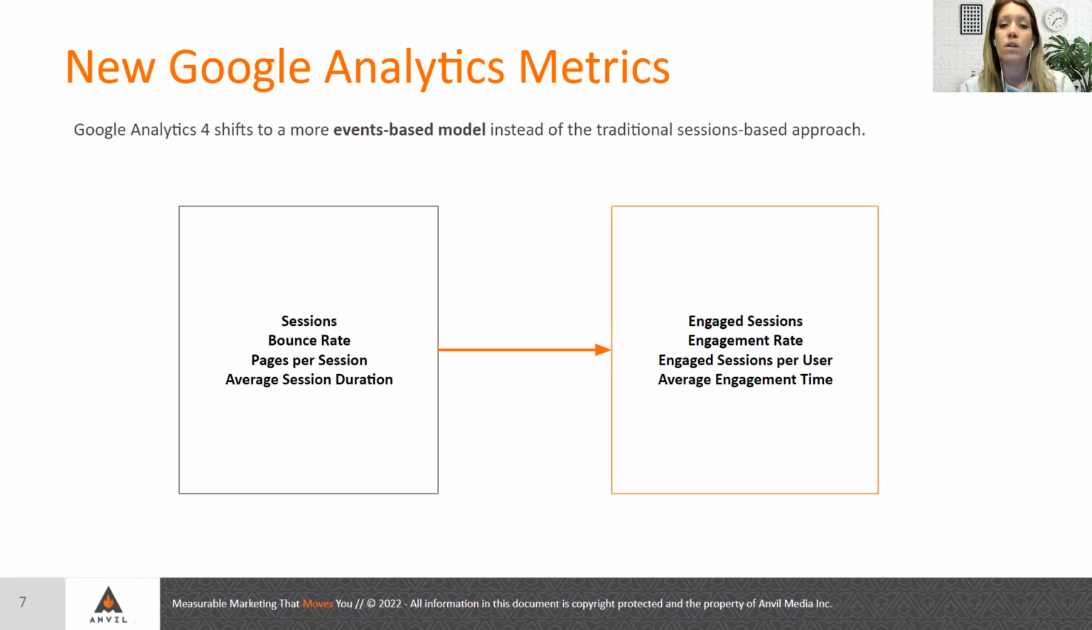So instead of focusing more on traffic, we are really focused on events and engagement. The new metrics that we are really focused on are things like engaged sessions, engagement rate, engaged sessions per user, and even average engagement time. So we're shifting away from a sessions-based model to a more events-based model.